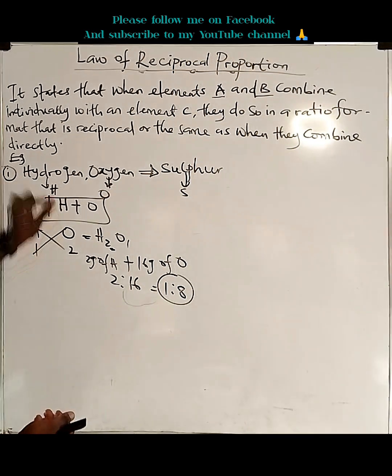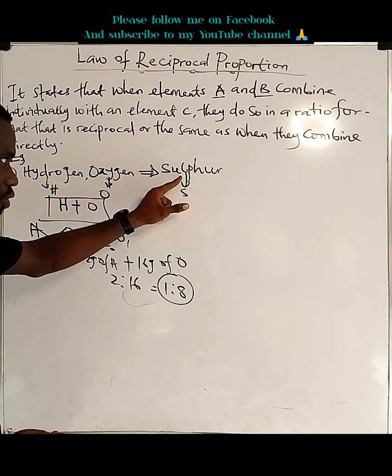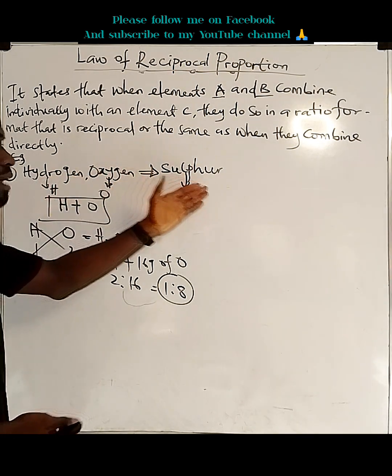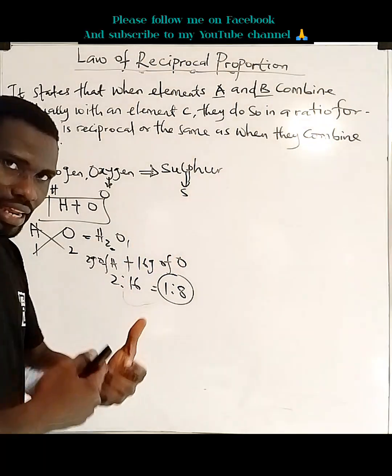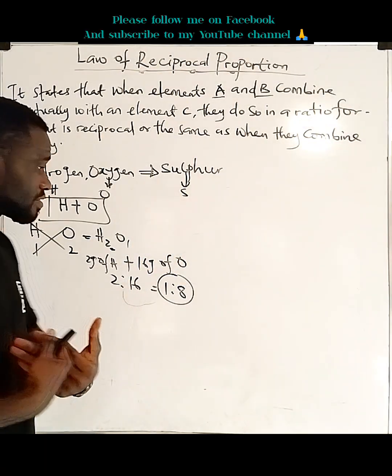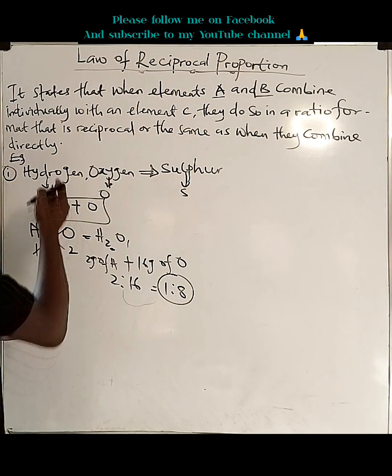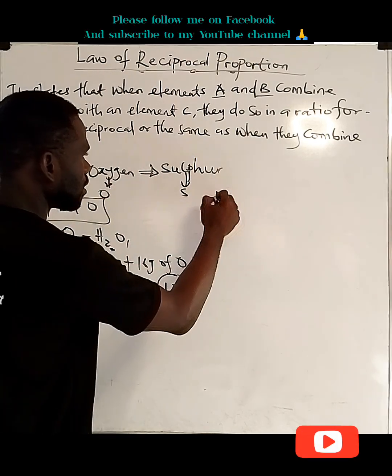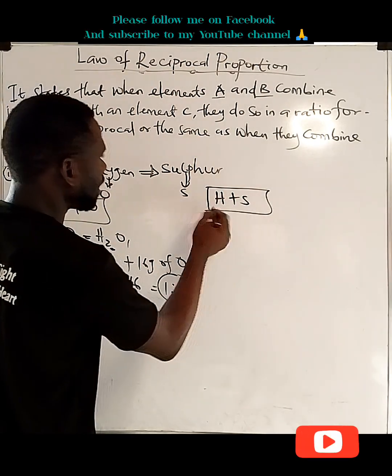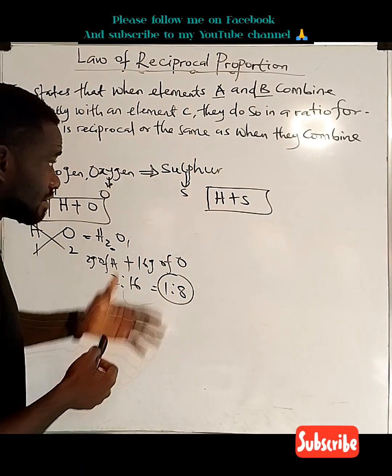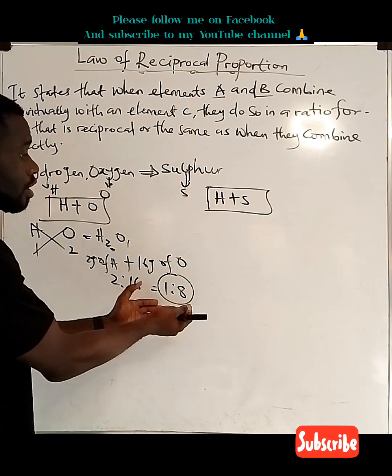So now, don't forget, if hydrogen combines with sulfur and then oxygen combines with sulfur, by the time we compare them, according to Benjamin Richter, the German chemist, we're still going to get the same 1:8. So let's work on that. Let's interpret that. Hydrogen and sulfur combining. Let's see if they combine individually with element C. Then we compare them. Let's see if they're going to get the same ratio of combination.